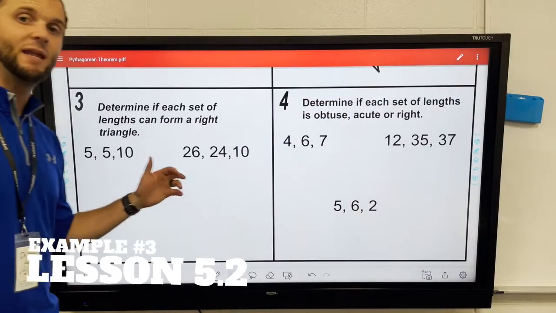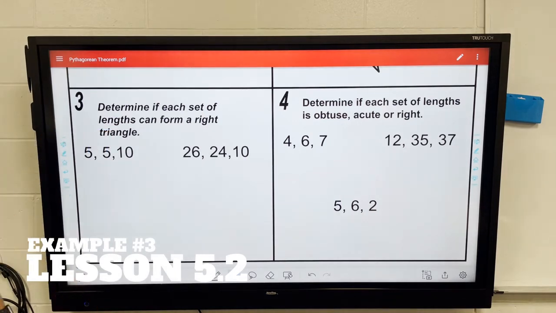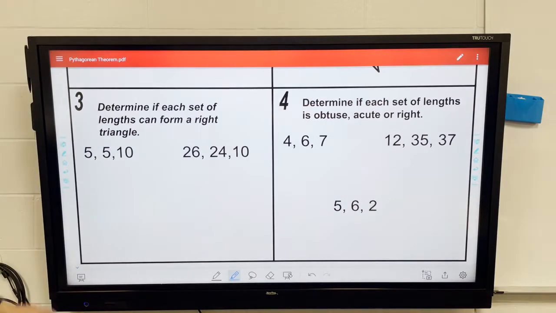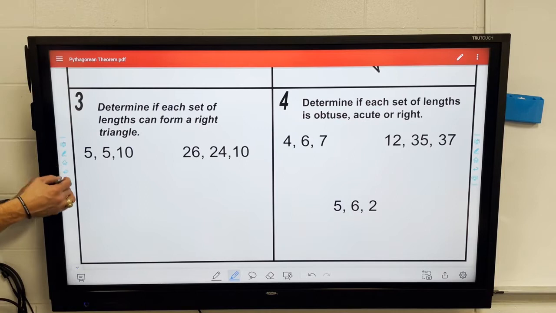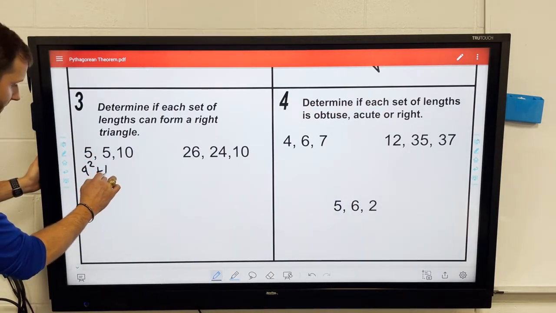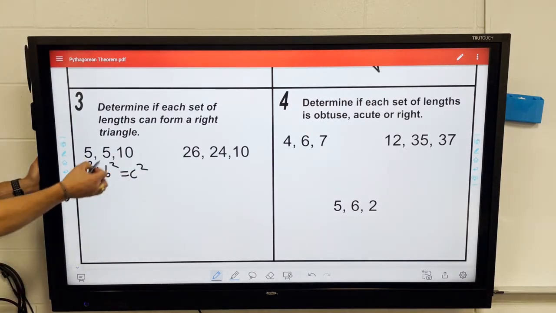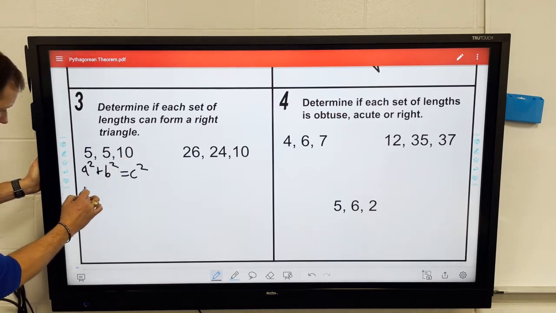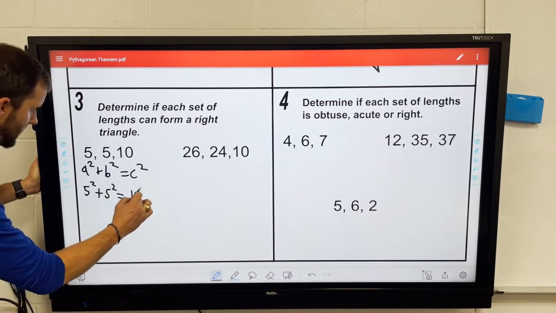Okay, so on the next one, it says determine if each set of lengths can form a right triangle. So I'm literally just seeing if it will form a right triangle or not. So let's go ahead and check this out. I have 5, 5, and 10. All I have to do to figure out if it makes a right triangle is plug these into the Pythagorean theorem, a squared plus b squared equals c squared. Remember, my longest leg is always the hypotenuse. So I'm going to do 5 squared plus 5 squared is equal to 10 squared.